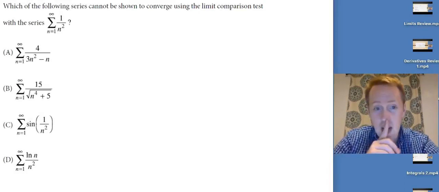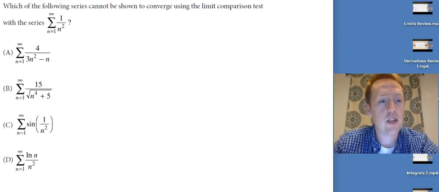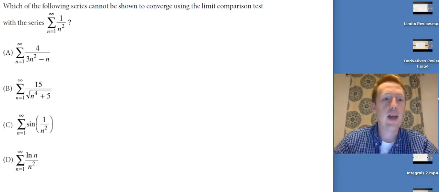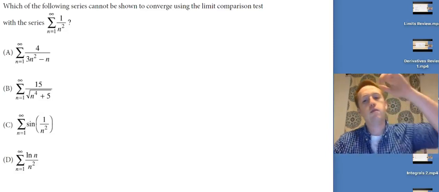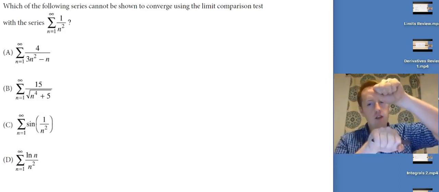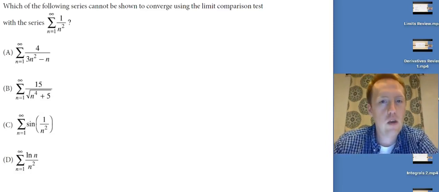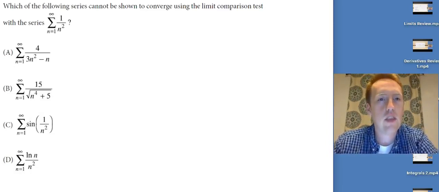Which of the following series cannot be shown to converge using the limit comparison test with the series 1 over n squared? The limit comparison test says that if I take the limit as n goes to infinity of a series over a series, or a sequence over a sequence, and I get some positive finite value, then in fact these series will do the same thing. They'll either both converge or they'll both diverge.